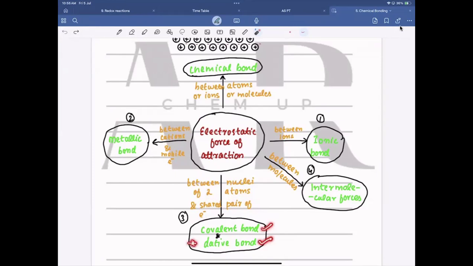For a dative bond, there are specific conditions that we will discuss later when we discuss dative bonds in detail. So when the electron pair is shared between the 2 atoms, that pair of electrons is attracted by the nucleus of those 2 atoms due to the electrostatic force of attraction, that is either a covalent bond or a dative bond. And due to this, a molecule is formed. And when the molecule is formed, the electrostatic forces of attraction also exist between those molecules, and that electrostatic force of attraction between those molecules is called intermolecular force.